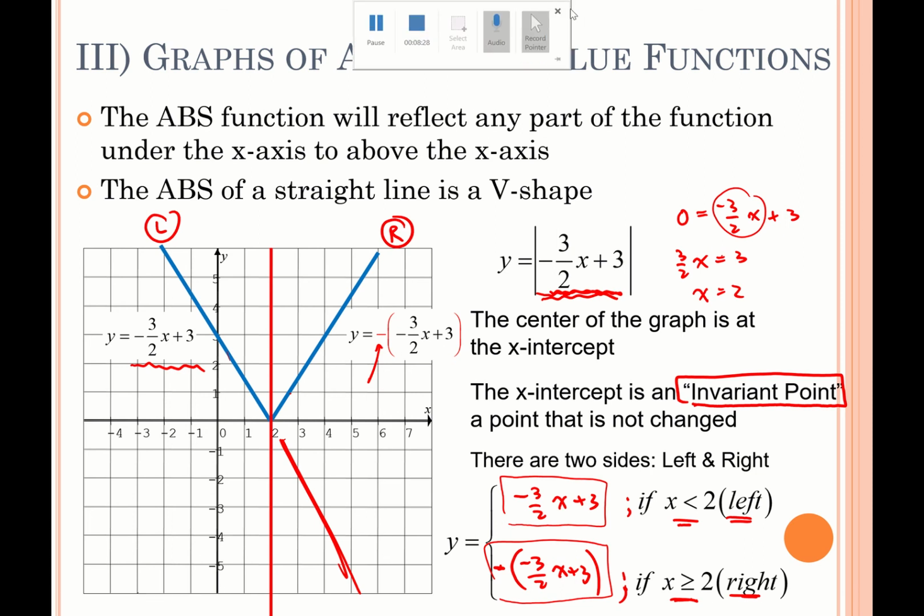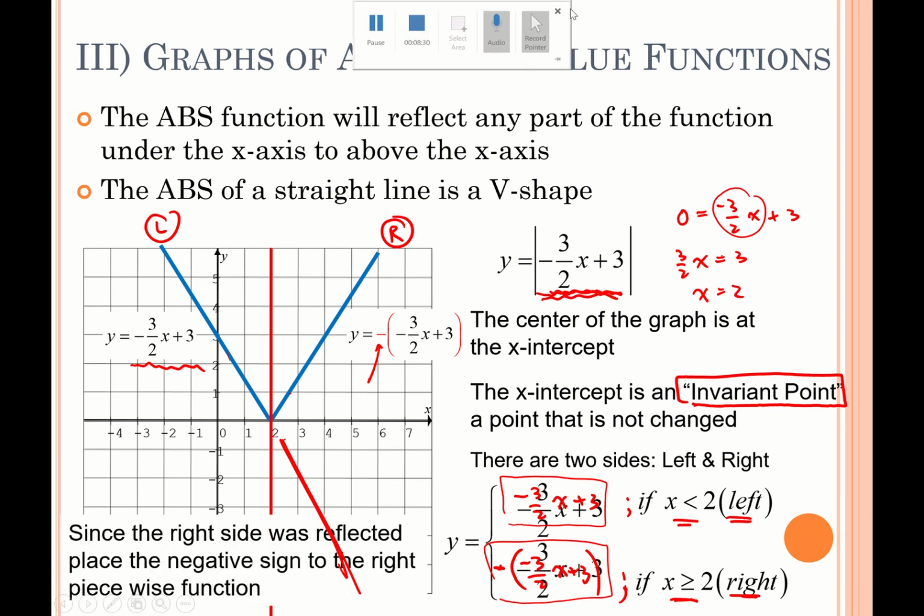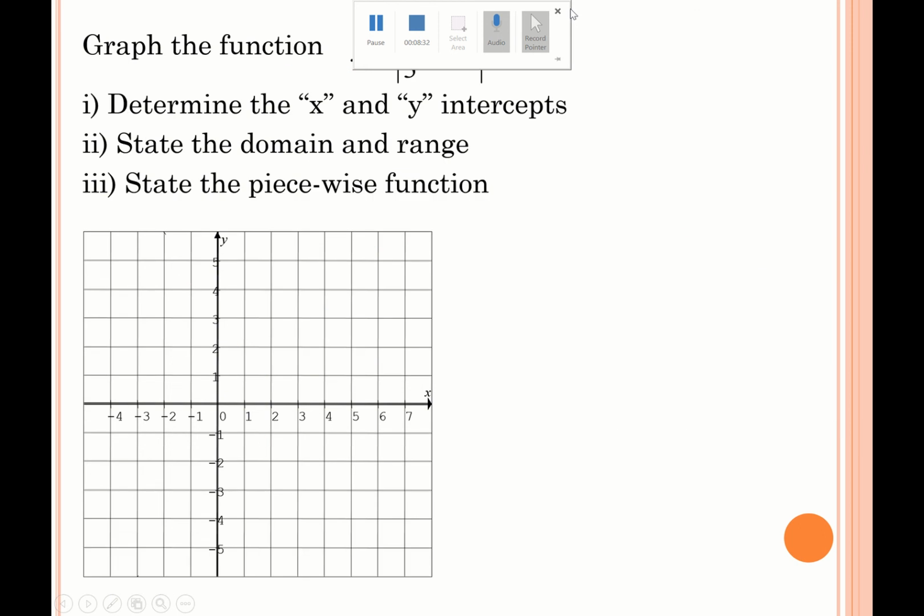Okay, so that is in. All right, let's move on. So next part is this. The question goes, graph this function, the absolute value of this line, determine the x and y intercepts, state your domain and range, and state your piecewise function. If you can, pause it, and when you're ready to check your answers, press play.